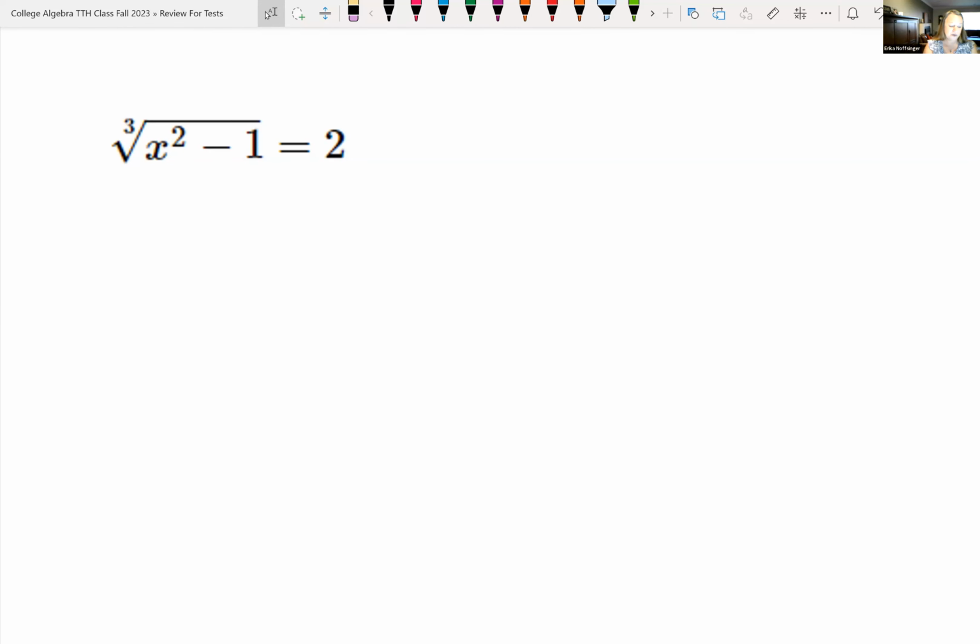So we're going to clear our radical by raising both sides of our equation by our index. So this is a cubed root, so our index is 3. We want to get rid of the radical, so we're going to cube both sides of our equation. So doing so, we get what's underneath the radical, which is called our radicand, x squared minus 1, is equal to 2 cubed, which is 8.